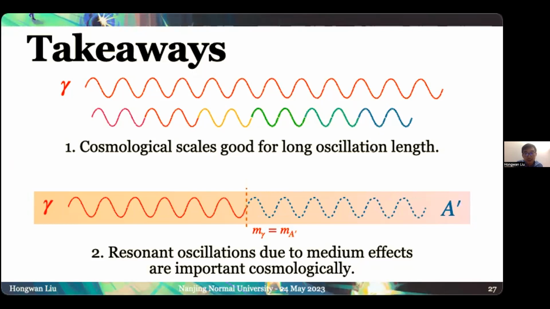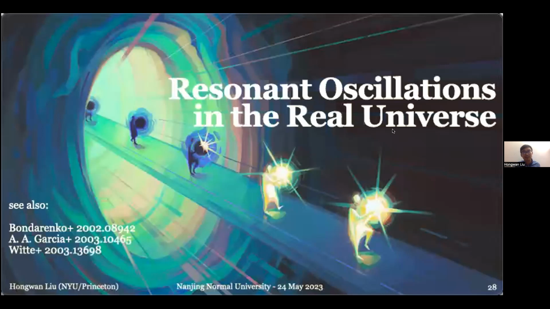All right, so if not, then let me discuss what happens when you have resonant conversions between photons and dark photons occurring in the real universe. This is based on some of the papers that I showed you earlier that we wrote in 2020, but the same set of ideas were also being studied at roughly the same time by a few other groups. And so I encourage you also to look at these other papers that I show here.